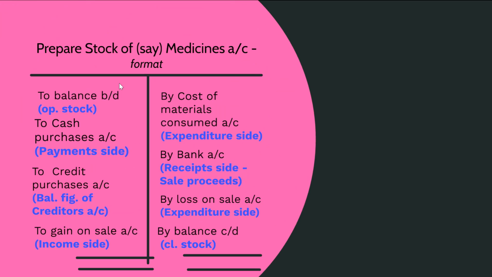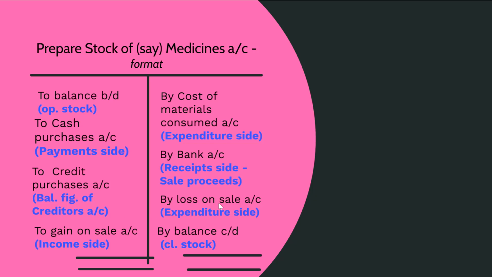As we discussed in the earlier case, it begins with the opening stock of medicines to balance brought down. Any cash purchases we can obtain from the payment side of the receipts and payments account. The credit purchases also will come here as to credit purchases account. This is the balancing figure of the creditors for medicines account. A gain on sale will be debited to gain on sale and will also be taken to the income side of the income and expenditure account.